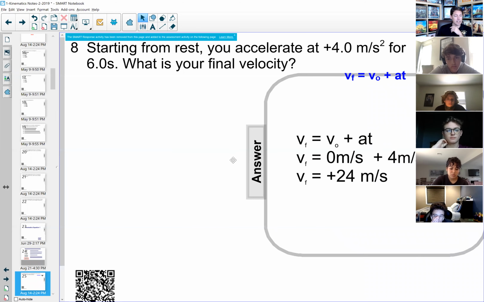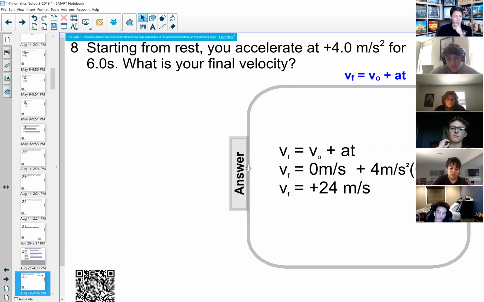Yeah, great question. So you'll see here, we've got an initial 0. I think all of you are getting it. Positive acceleration for 6 seconds. So our final velocity would be 24 meters per second in the positive direction.